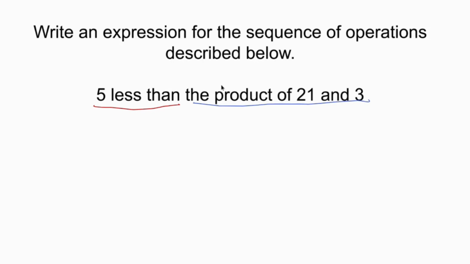So, what does product mean? Well, product means times. So the product of 21 and 3 is me writing out 21 times 3 in that order. So I have 21 times 3. Now, whenever you do a second operation, it's important that you wrap the first operation in grouping symbols. So I'm going to put parentheses around these.